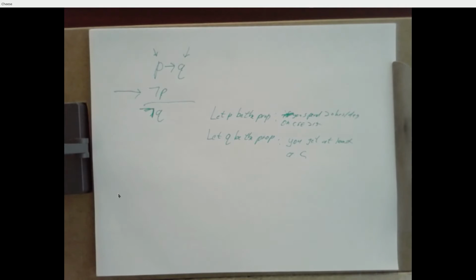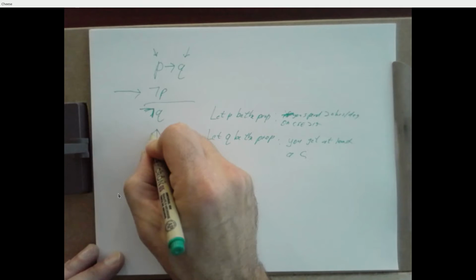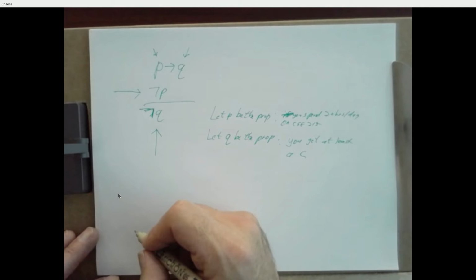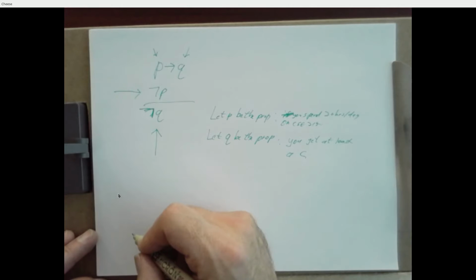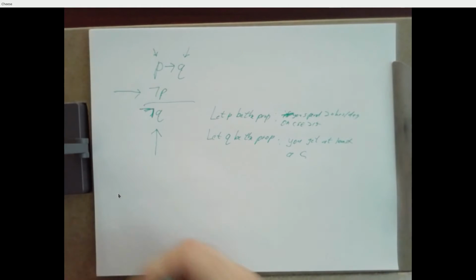And the second line is saying you don't spend 20 hours a day on CSE 215. And the conclusion here is you're not going to get at least a C in the course, right? And that's not true. You can get an A with less than 20 hours a day. In fact, you'll probably do better because you'll get more than 4 hours of sleep. So that could be a demonstration of a fallacy.